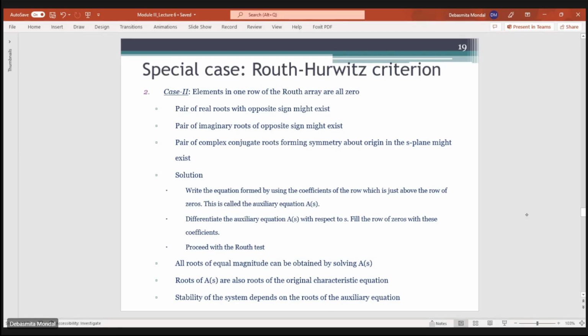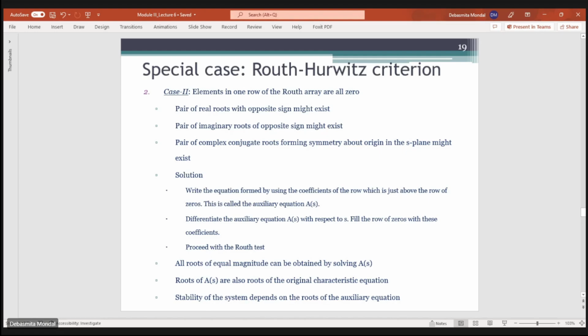Symmetrically located roots in the S-plane means that there can be a pair of real roots with opposite sign, a pair of imaginary roots with opposite sign, or a pair of complex conjugate roots forming a symmetry about the origin in the S-plane. If any of these three conditions is present, you will find one row of this Routh array that has all 0 elements.